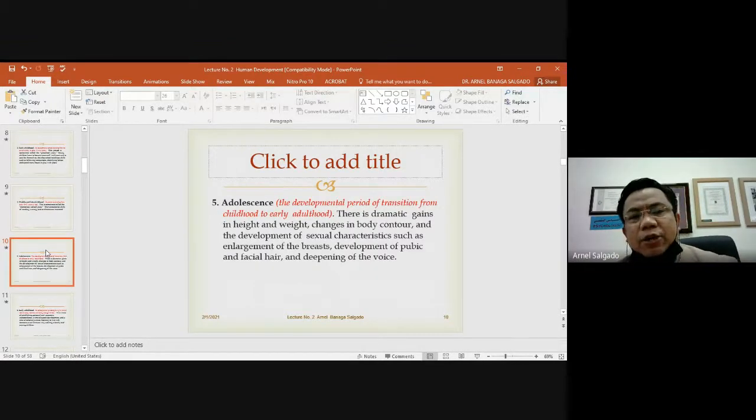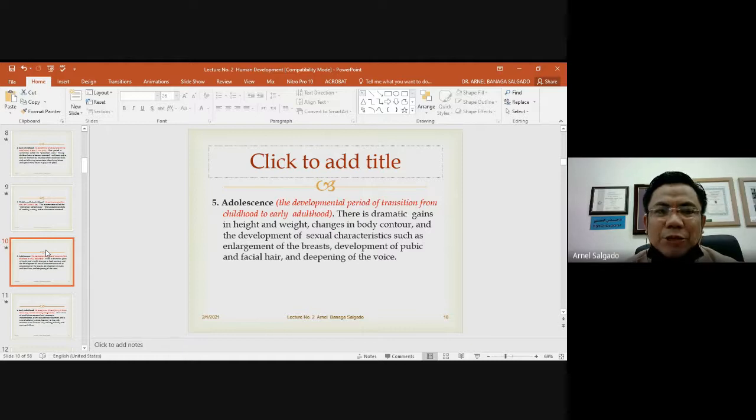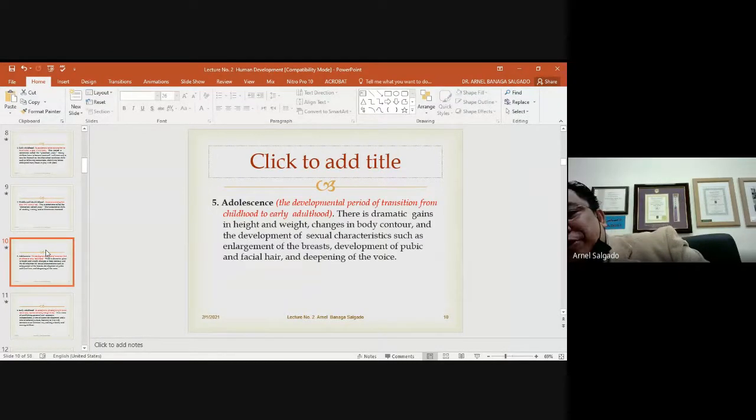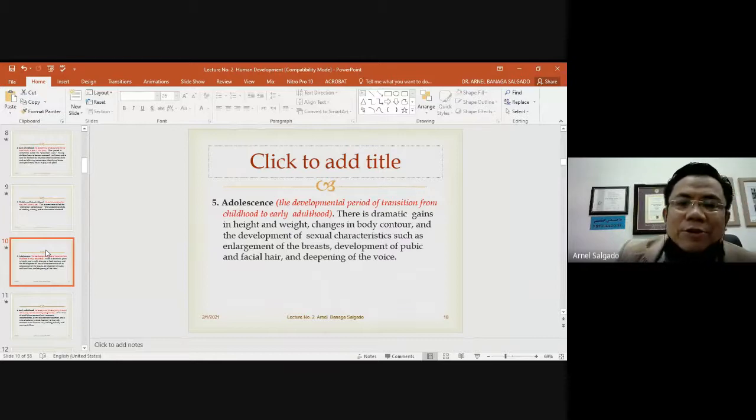The next stage is adolescence. This is your stage, yeah? Where the developmental period of transition from childhood to early adulthood. What is actually the meaning of this one? You are in between a child and an adult. That's the reason why a lot of us are still confused whether we are children or adults already. So during this stage, this is otherwise known in Sigmund Freud's term as a stage of confusion. No? Are you on this stage? I believe so, no? Because some of you may think that you are still children, and sometimes you may think that you are already an adult.